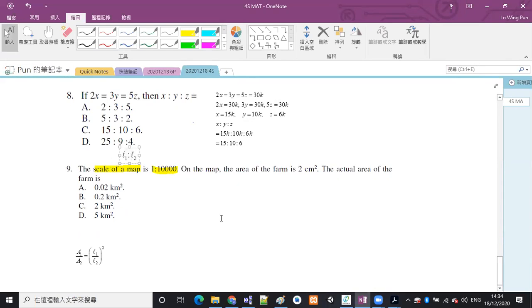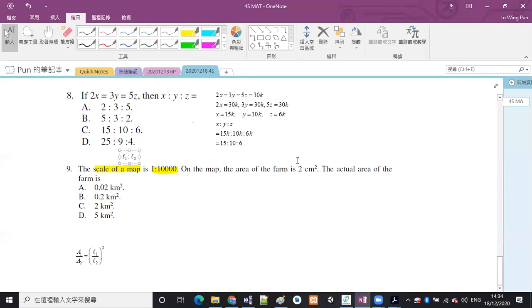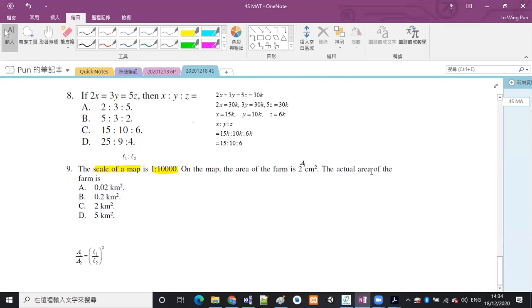Okay? Remember, 1 to 10000 is the length ratio, L1 to L2. Okay, and then the area of the farm on the map is 2 cm square, which means that this one should be A1. And the actual area of the farm should be A2. That is what we want to find.